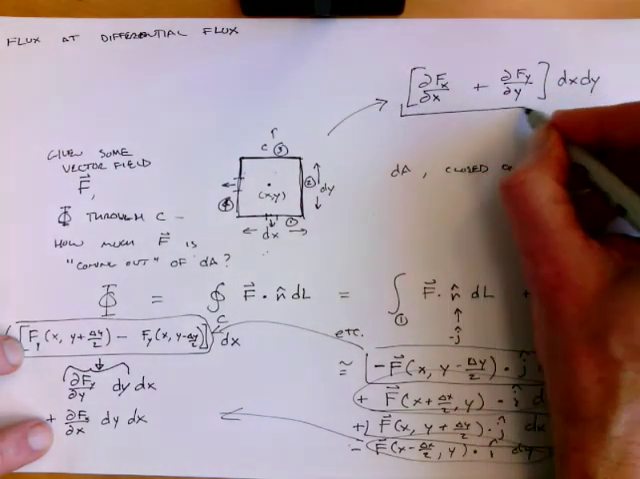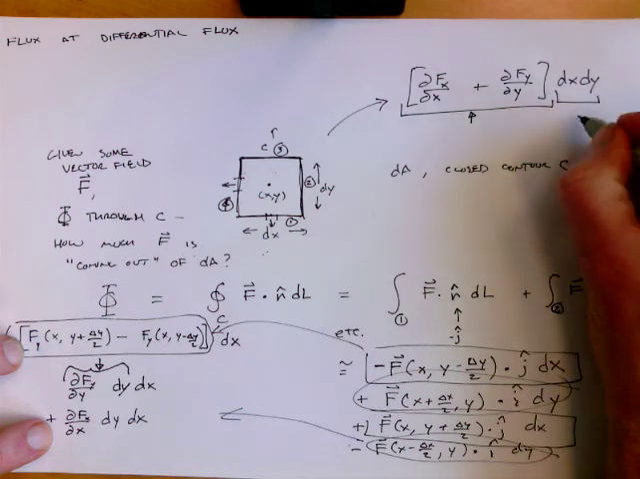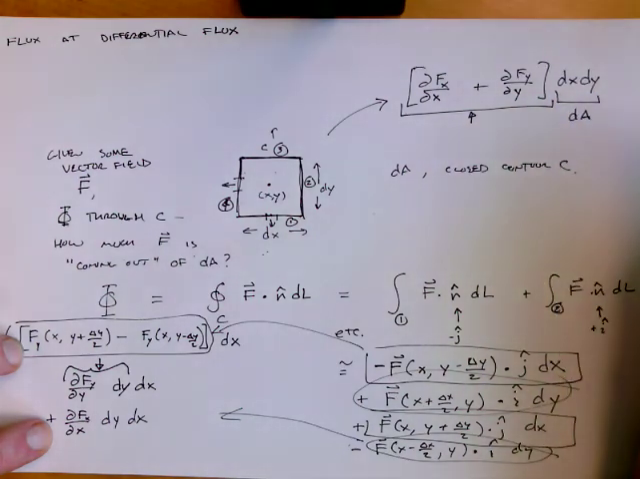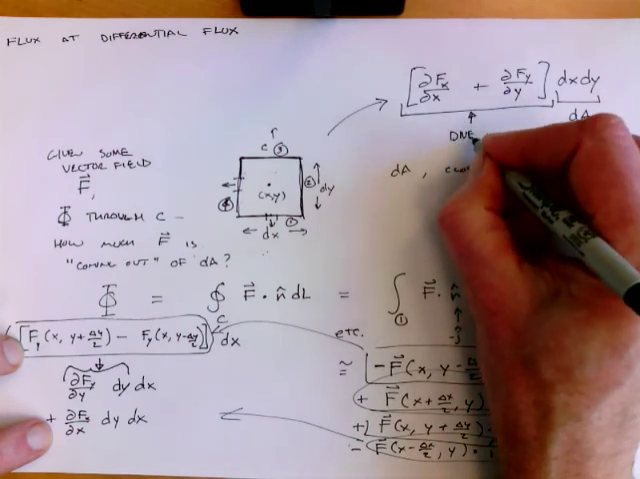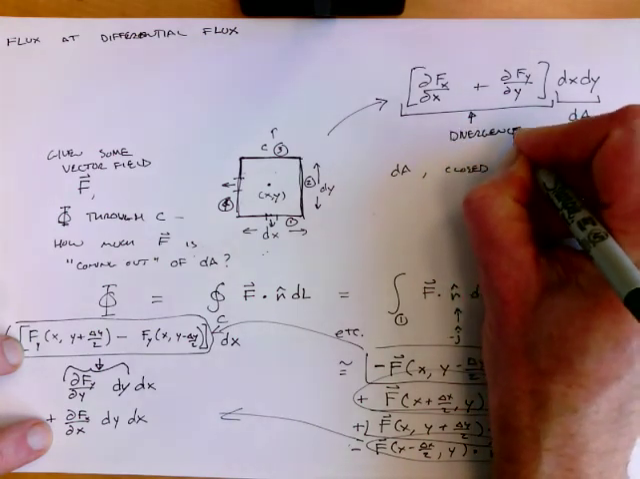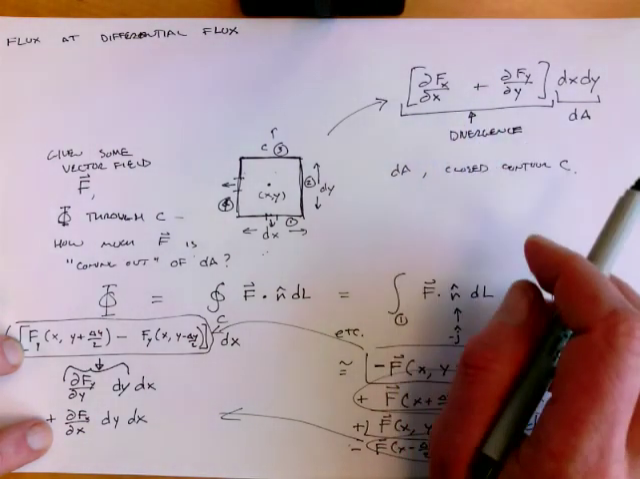In other words, it's some quantity that has to do with the derivative times the differential area. This quantity is what we call the divergence of the vector field, and we'll talk in the next video about how to think about that and where that comes from.